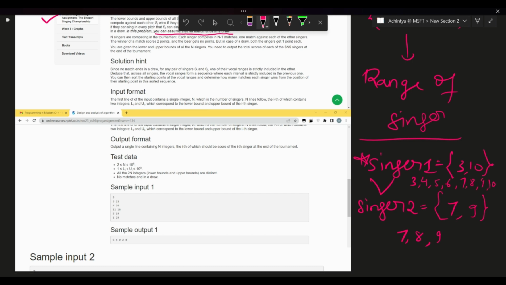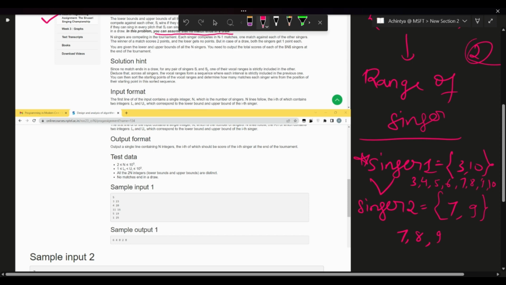Okay, n singers are competing in the tournament. There are not only two singers, there are n singers, that is, more than two. Each singer competes in n minus 1 matches, one match against each of the other singers. The winner of a match scores 2 points, so 2 points for each match he wins, and the loser gets no points. In case of a draw, both get points, but we don't have a draw case, so let's not read it. You are given the lower and upper bounds of all the n singers. You need to output the total scores of each of the n singers at the end of the tournament. A solution hint is given, we don't need to read it.